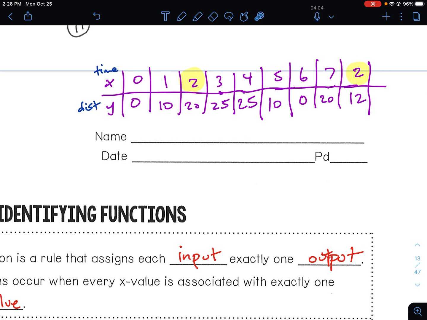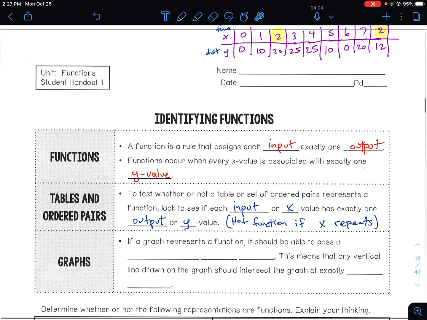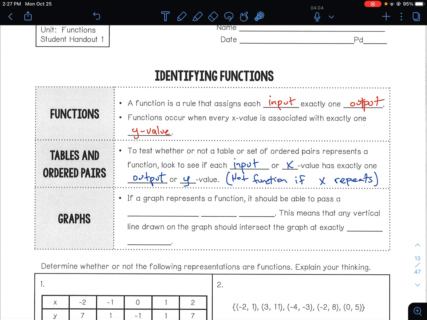Anyways, that's impossible. So if you have a repeating x, and assuming the y values aren't the same, like this isn't 20 and this is 20, which would essentially be a mistake, you shouldn't have the same point twice. But if you have a repeating x value in a table or an ordered pair, that would make it not a function. So not a function if x repeats.